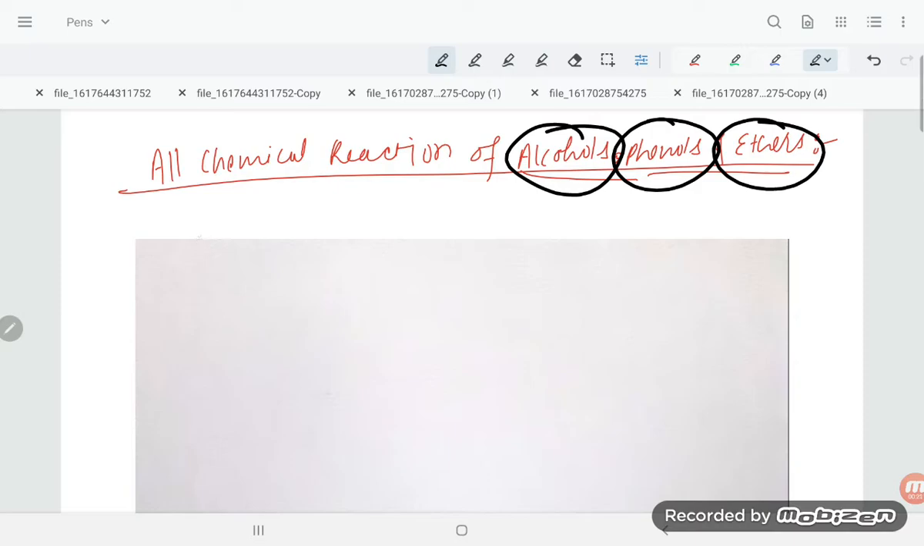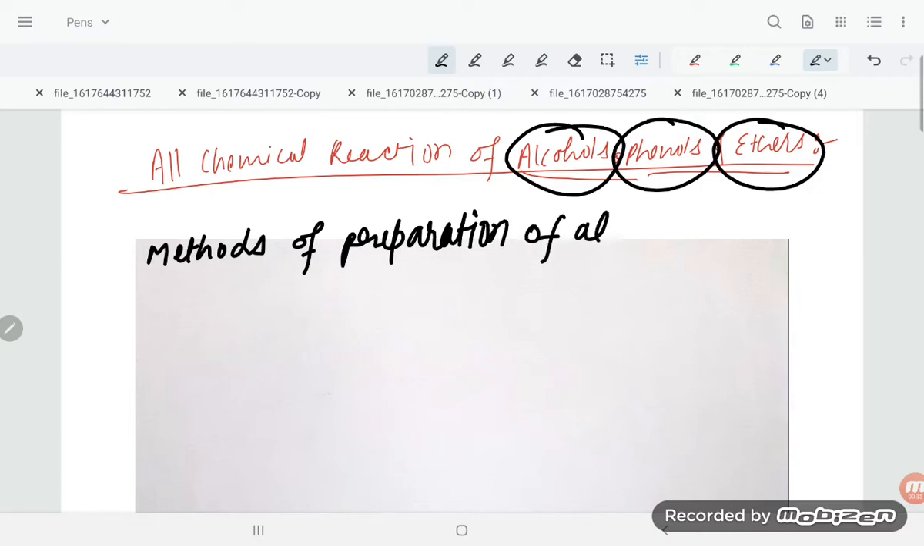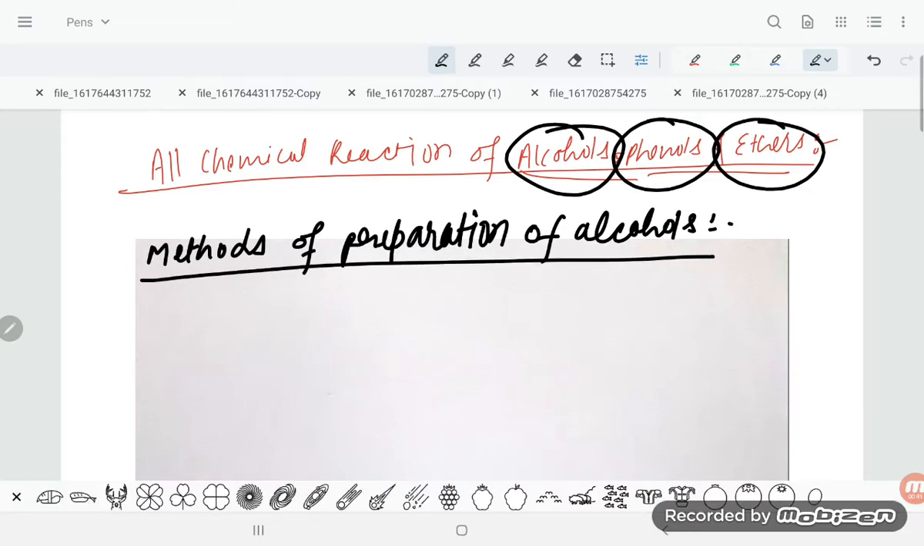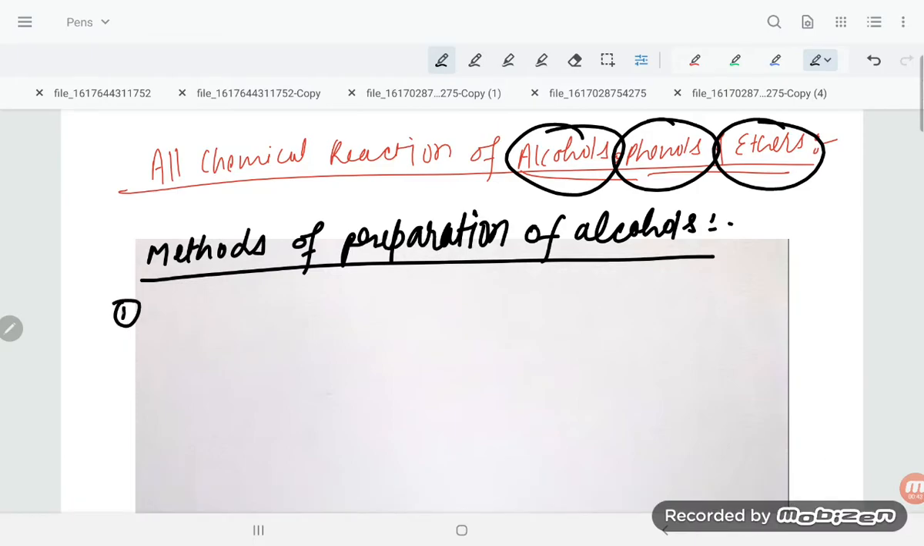So first of all, we are going to understand the methods of preparation of alcohol. Dear students, how can you prepare alcohols? The first method is from the hydrolysis of alkyl halide.